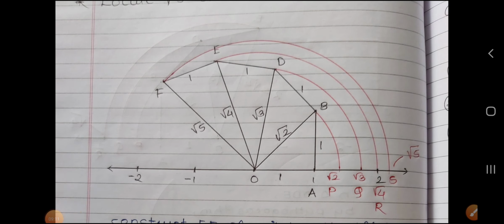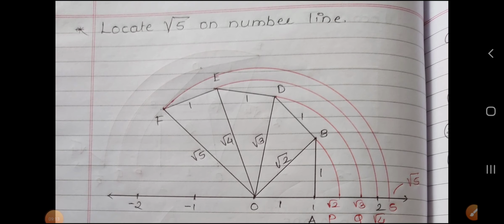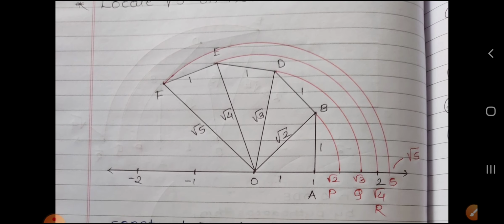Also you can locate square root of 5 by using this method. By using this method we can also locate square root of 2, square root of 3. So to locate square root of 5, first we have to locate square root of 4. To locate square root of 4, first we have to locate square root of 3. So first we locate square root of 2.